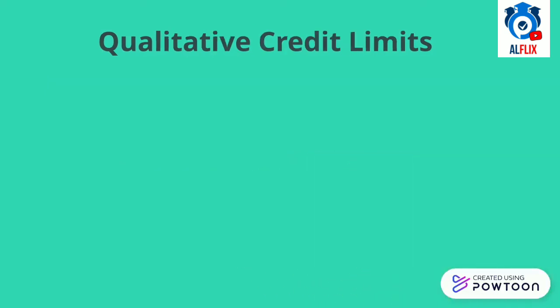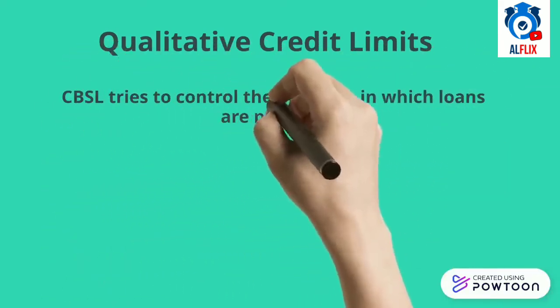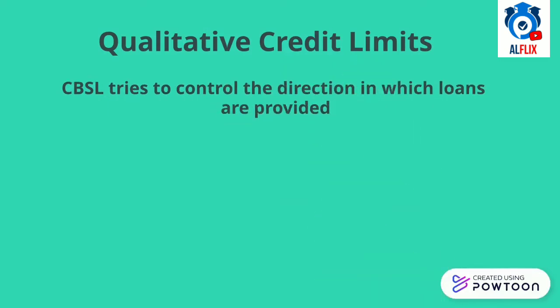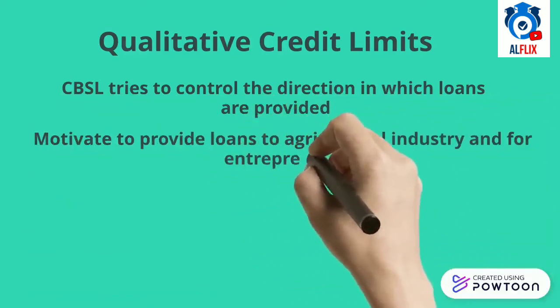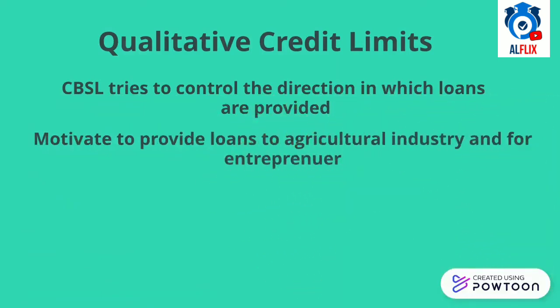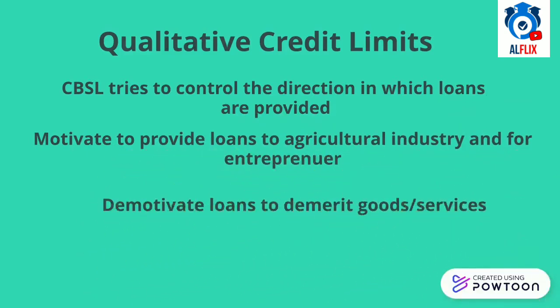Next, the qualitative credit limits. Here, the central bank tries to control the direction in which the loans are provided. So the central bank tries to motivate banks to provide loans to agricultural industries, entrepreneurs, etc., and also tries to demotivate certain industries which provide demerit goods and services, like the tobacco industry.